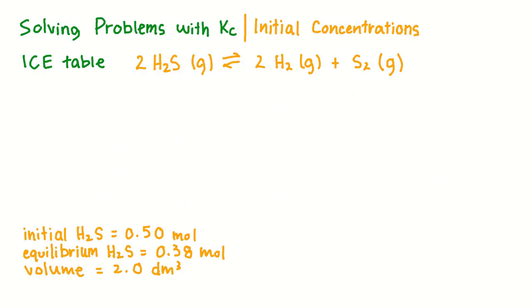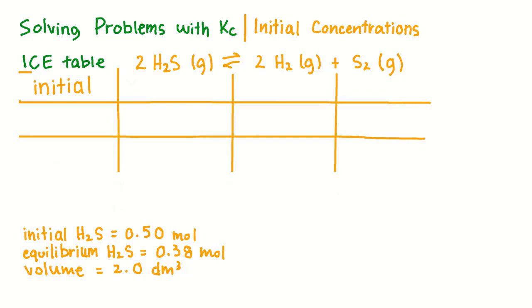We can use an ICE table to help us solve for the equilibrium amounts of the chemical species in our reaction. The I in ICE stands for initial. These are the initial amounts or concentrations of our reactants and products. The problem told us we started off with 0.50 moles of hydrogen sulfide, and we didn't start off with any hydrogen or sulfur gas. C in ICE stands for change.